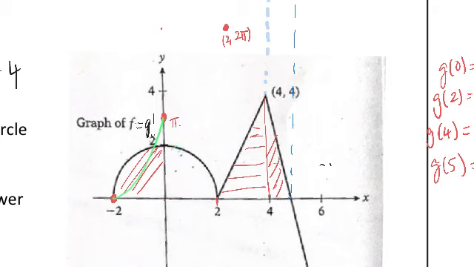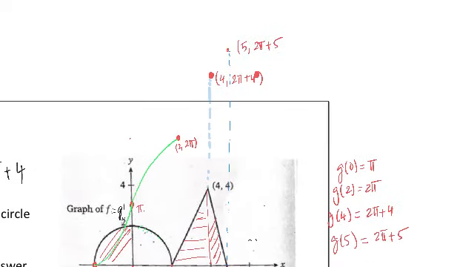So G, which is the green graph, has to be increasing, but in a concave down way from 0 to 2. Then I have to go from 2 to 4, and now my G has to be concave up again, right? And then I have to go from 2 pi plus 4 to 2 pi plus 5 in a concave down way, right? Because look here, the slopes are going down. So slope has to go down.